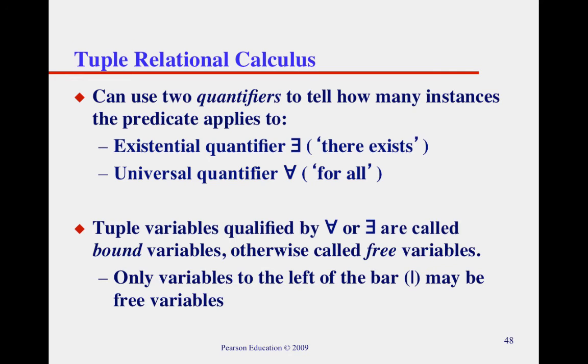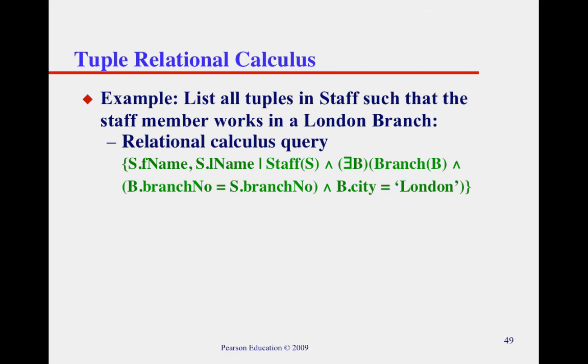So let's go straight to an example. I want to list all tuples in staff. I want to basically list all staff who work in the London branch. That's what I want. In order to find all staff who work in the London branch, I'm going to have to look at two relations, the staff relation and the branch relation. So the free variable is staff.